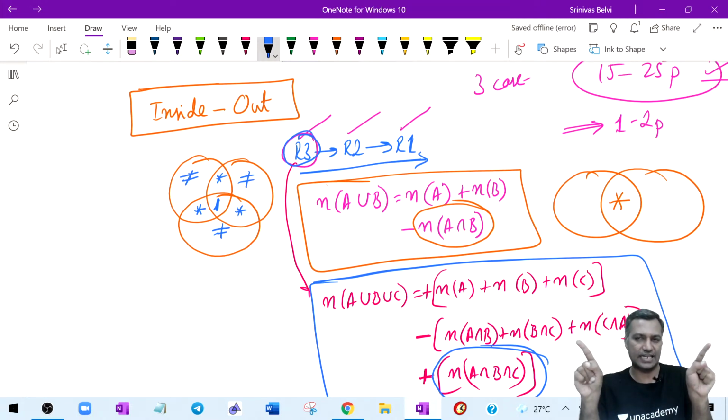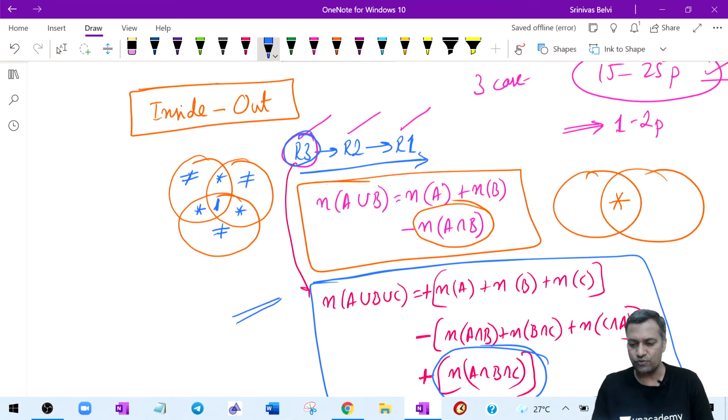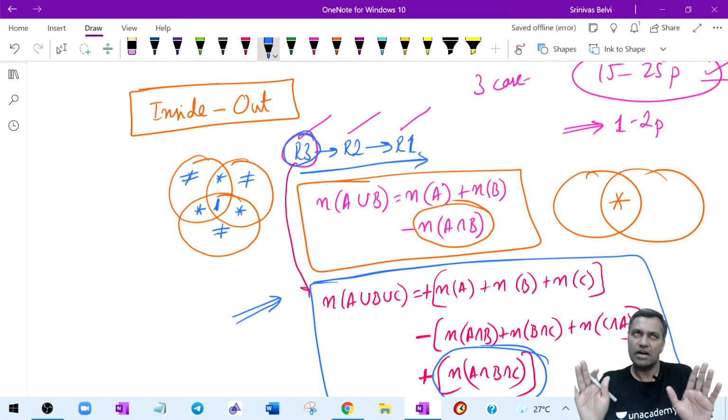When you are trying to fill it inside out, what if that inside region itself is unknown? One of the methods your teachers have said is these 2 formulas. They advise these 2 formulas because in high school you generally deal with Venn diagrams for 2s and 3s. Therefore, you did this. What we do is apply more of a logical method to resolve this.